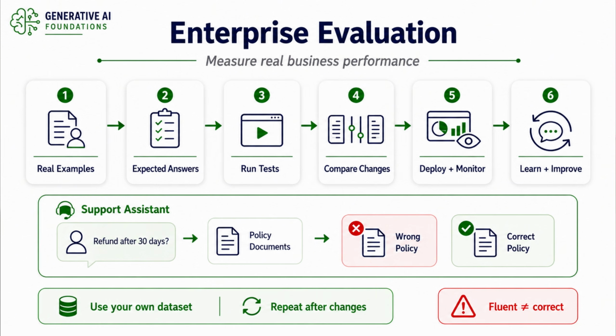Then, whenever the prompts, retrieval settings, or models change, the same evaluation set can be rerun so improvement becomes measurable instead of opinion based. Now, evaluation should also continue after deployment because production feedback often reveals edge cases and failure patterns that were not visible during early testing. So, a strong AI system continuously learns from failure and improves evaluation coverage over time.